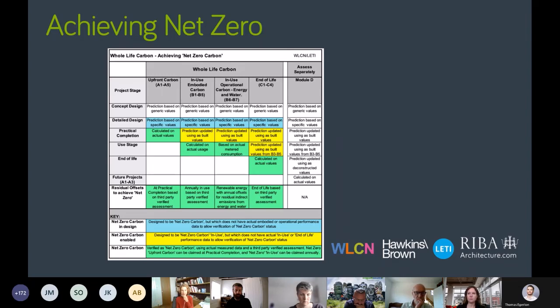And key milestone events are effectively to offset emissions at practical completion based on an as-built embodied carbon assessment, to measure and report all your emissions annually during the building use, and then finally to measure and offset emissions at the end of life. Next one.